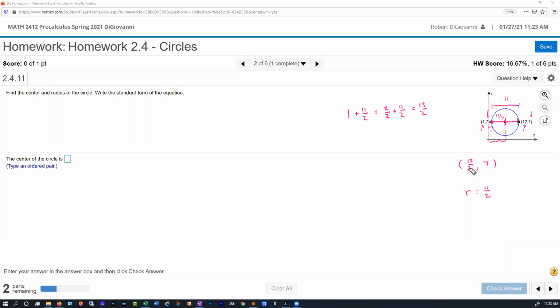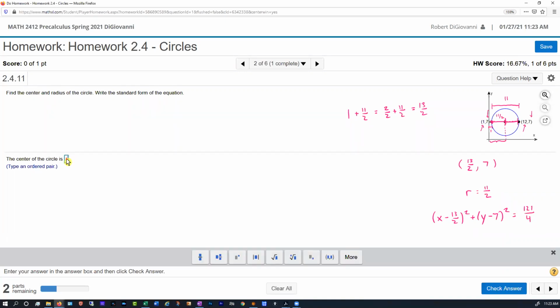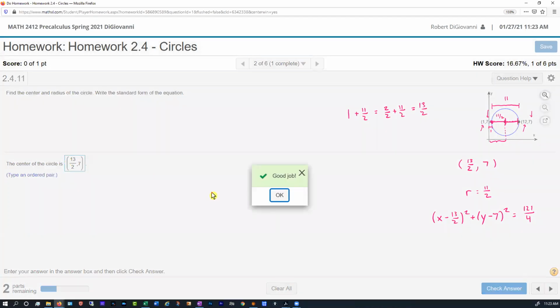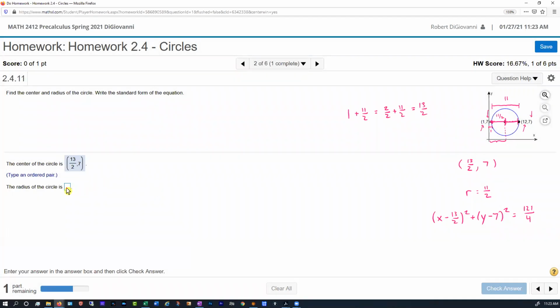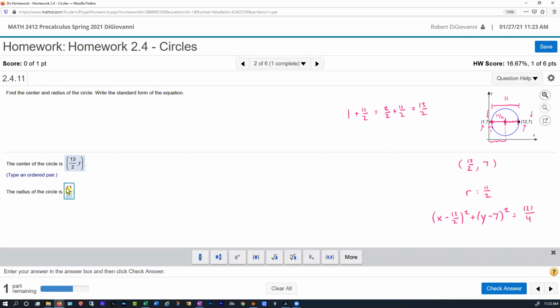Okay, I'll write the standard form. So this should be (x minus 13 over 2) squared plus (y minus 7) squared equals the radius squared, so 121 over 4. All right, the center of the circle is (13 divided by 2, 7). And the radius of the circle is 11 over 2.